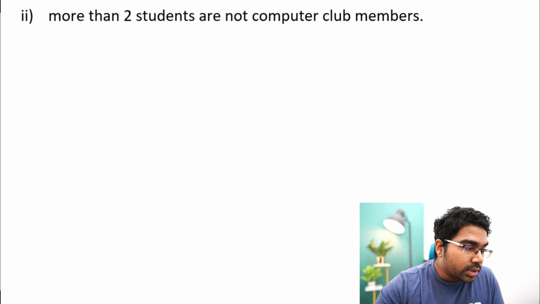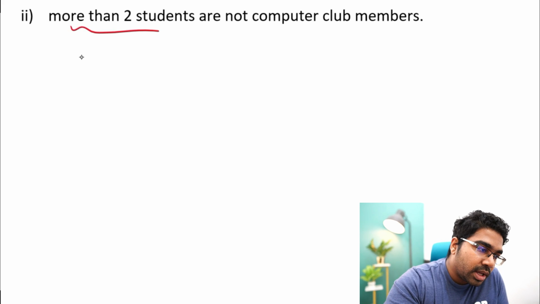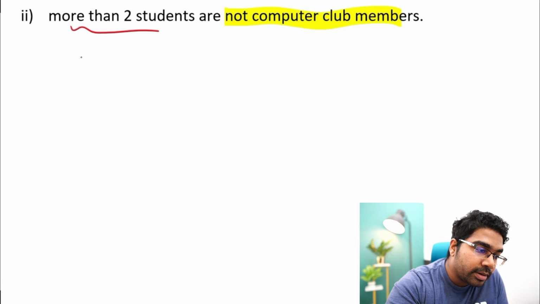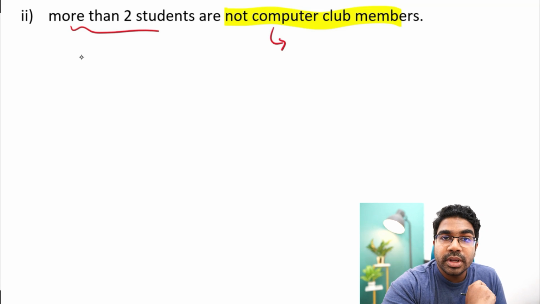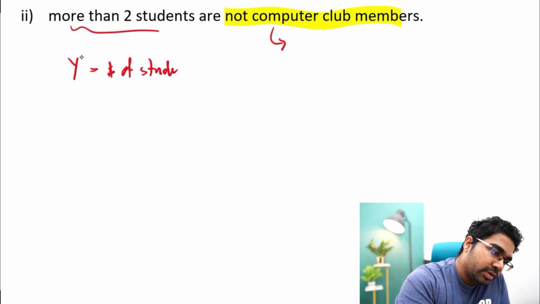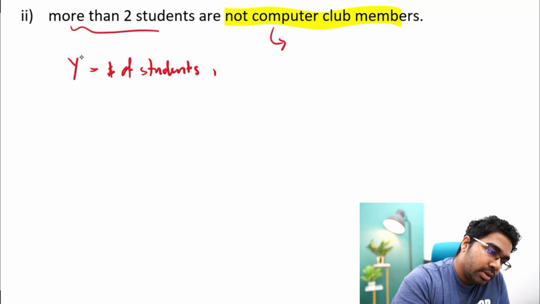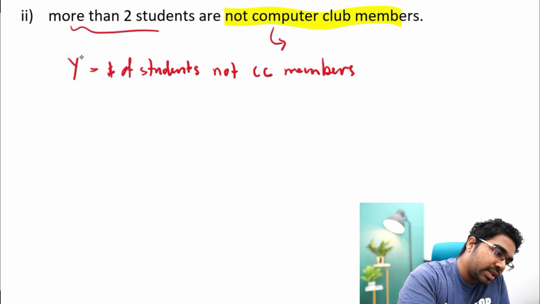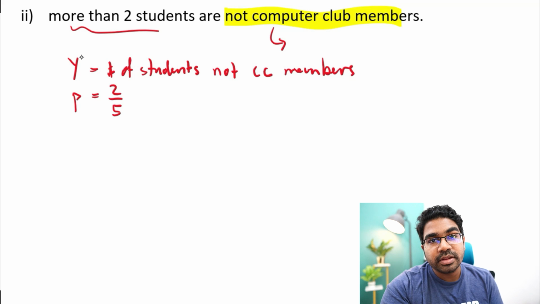And let's look at the next one. More than 2 students are not computer club members. So now we change our definition of the random variable. Now the random variable is not computer club members. So let's use Y. Y is equals to the number of students who are not CC members. So now that we are looking at the number of students who are not CC members, success is now 2 out of 5.